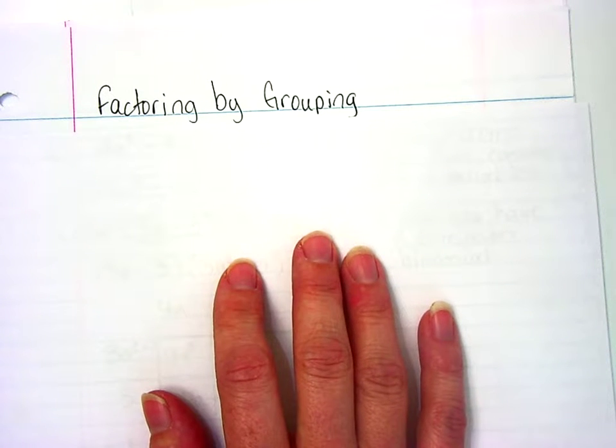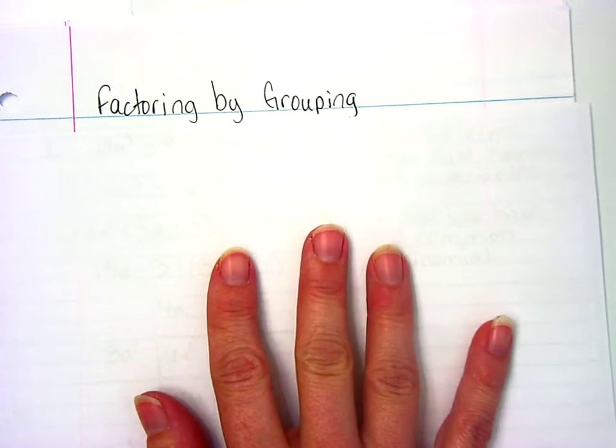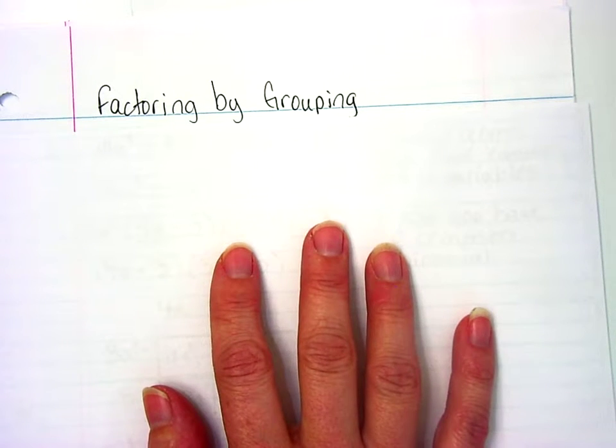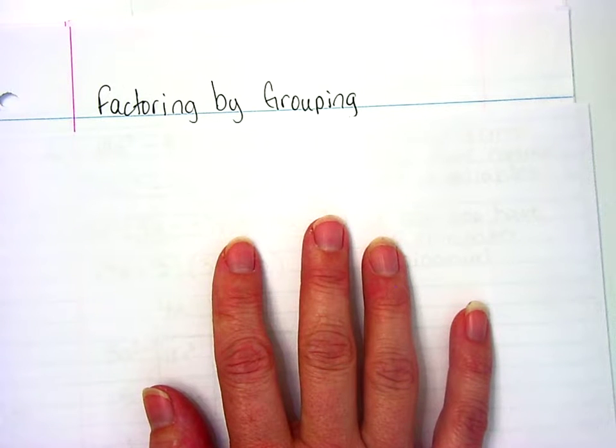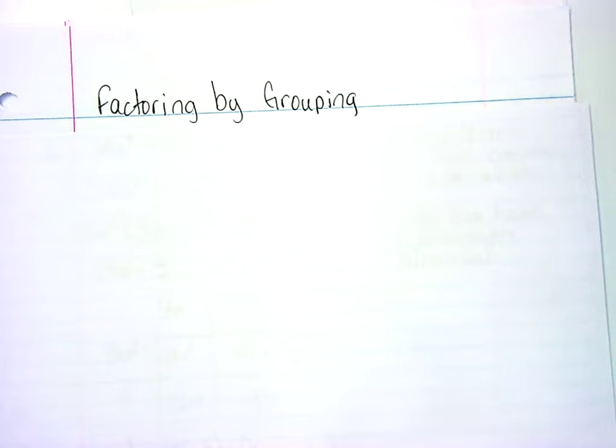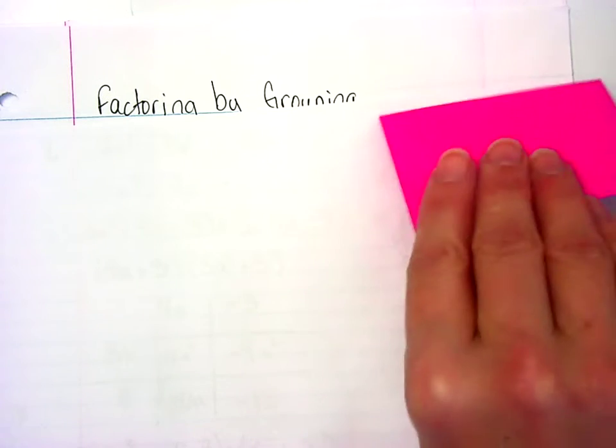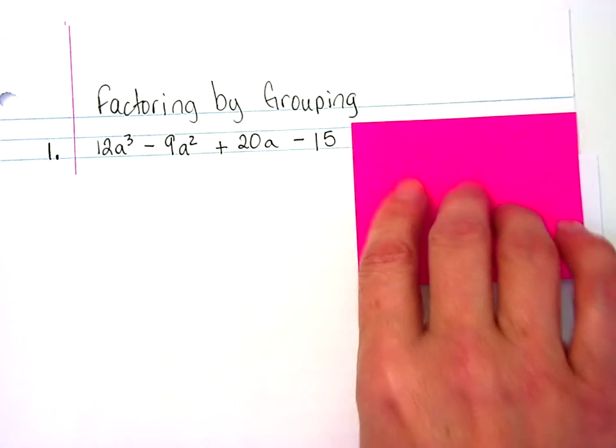And that will be factoring by grouping. Okay, so I've gotten the question already, like how do you know when to use which strategy? Here's the deal. The ones that we just did, they had 2 or 3 terms. This one is going to start out with 4 terms. So that right there should give you a clue that you're going to probably group.